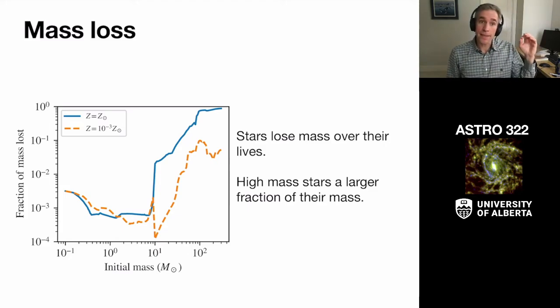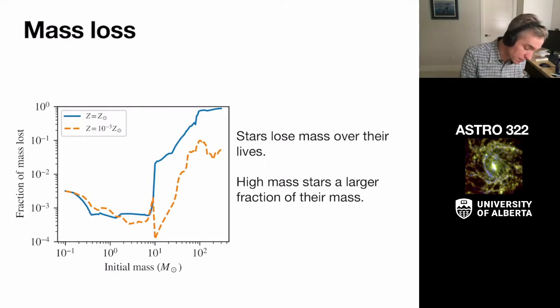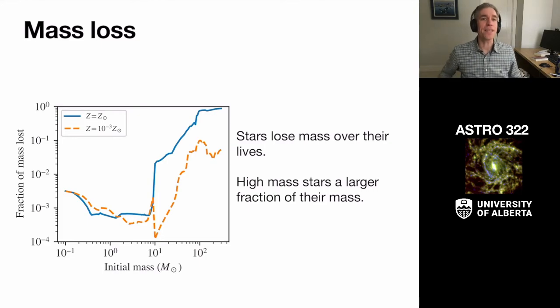All right, the next thing to notice is that the low metallicity stars tend not to lose as much material. That's because the radiation doesn't couple as well to the material. Same reason why it leaks out really easily. And so a low metallicity star only ends up losing about 10% of its mass as opposed to 90% of its mass over the course of its life. Here, really referring to high mass stars.